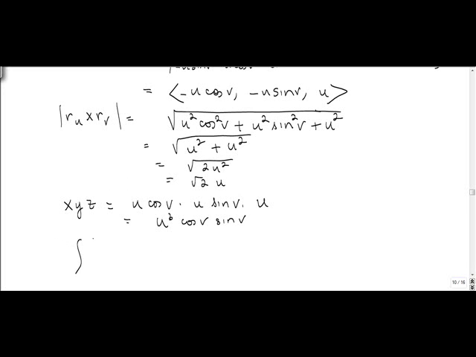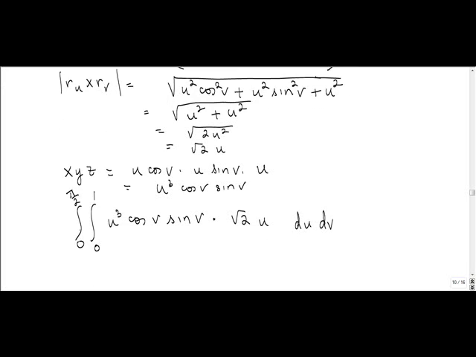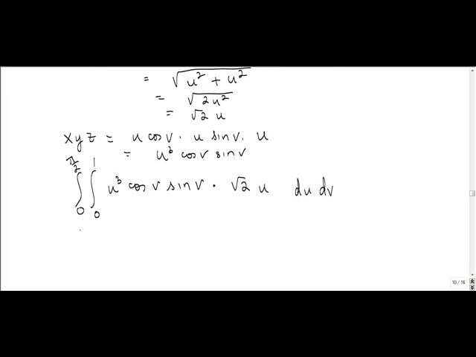So the surface integral becomes the double integral. Whatever we got for the x, y, z, so that's u cubed cosine v sine v multiplied by the length of the cross product, square root of 2u. Now, I think it's over a rectangle, is it? Yes, it's all constants for the range of values, so the order is unimportant. Du dv, u goes from 0 to 1, v goes from 0 to pi over 2. Done. We're just setting up. Okay, let's move on.